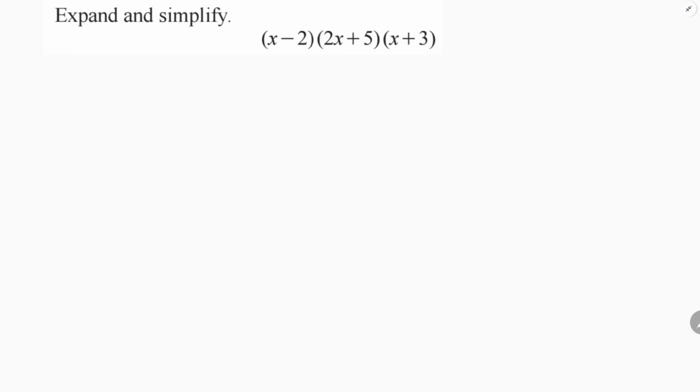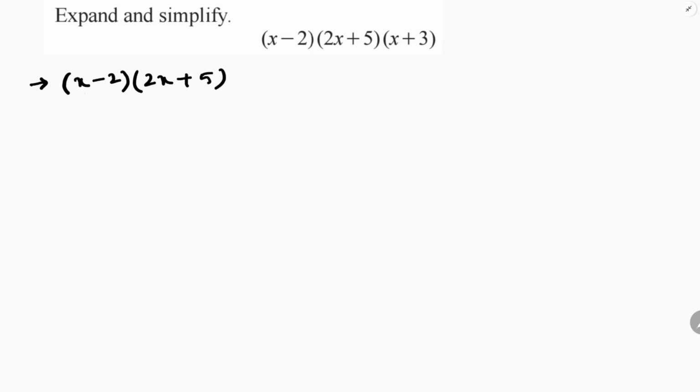Expand and simplify: (x - 2)(2x + 5)(x + 3). Here you can select any two first, multiply those two, and then multiply the result with the third one. So first I'll multiply (x - 2) times (2x + 5).